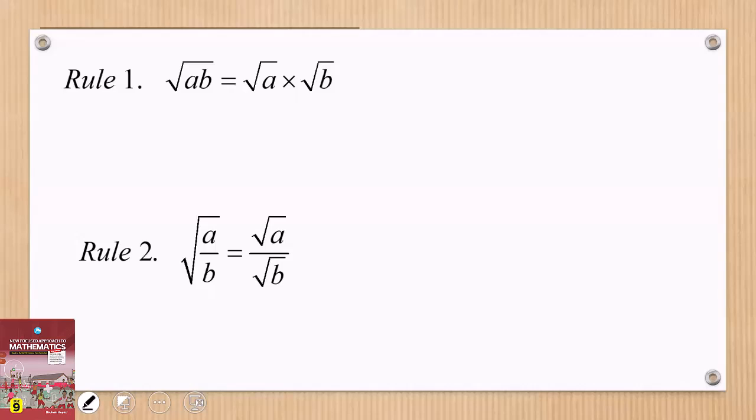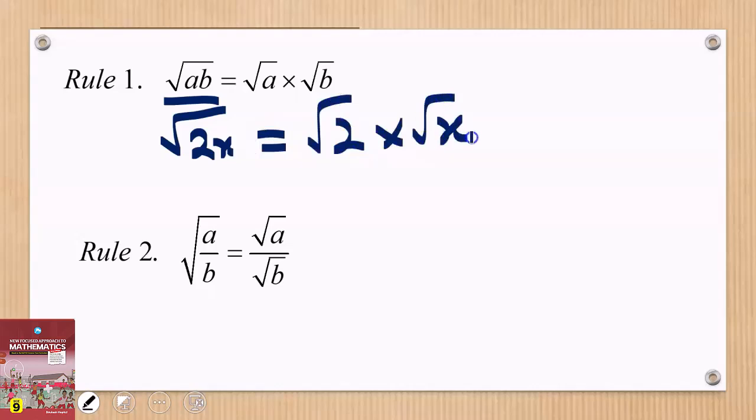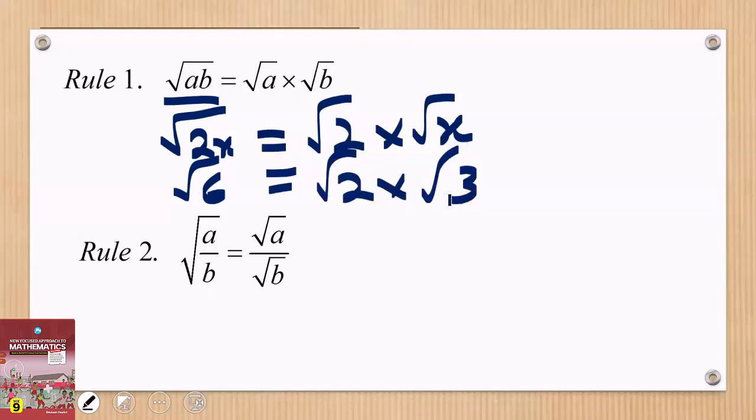Now, rule one says that if we are multiplying two numbers and they are all under square roots, then we can easily write a separate square root for each of them, like root of AB can be the same as root A times root B. What it means is that if I give you, let's say, 2x under square root, this can easily be written as root of 2 separately, root of x separately. Again, if I have root of 6, I can easily write it as root of 2 times root of 3.